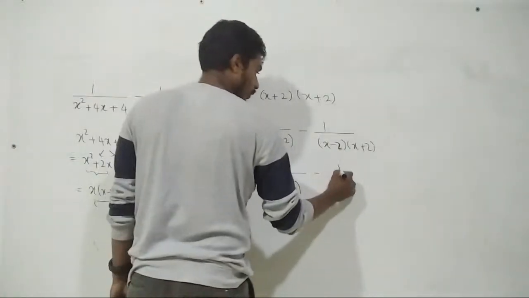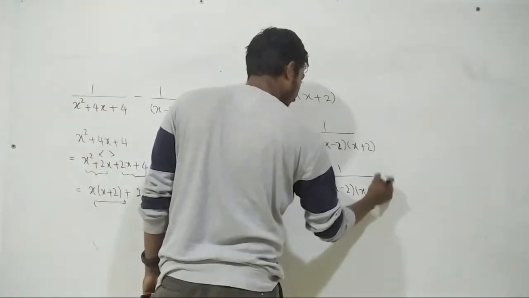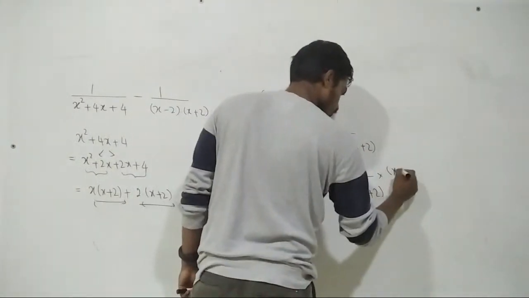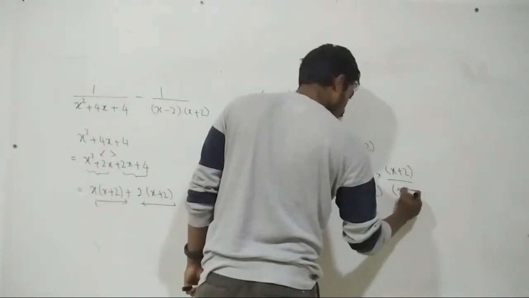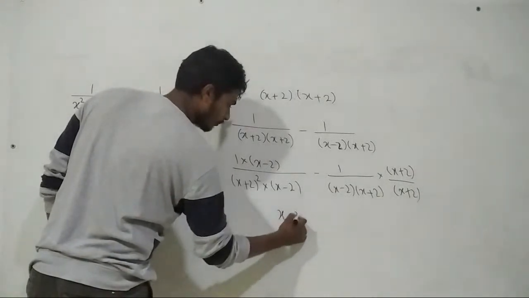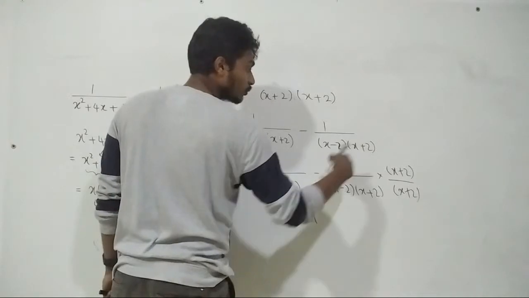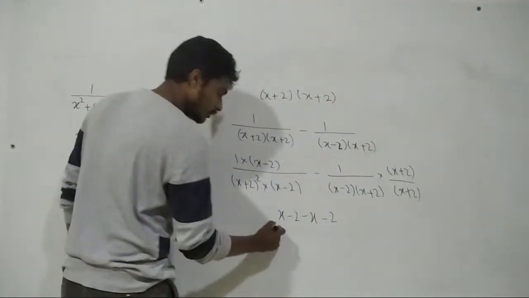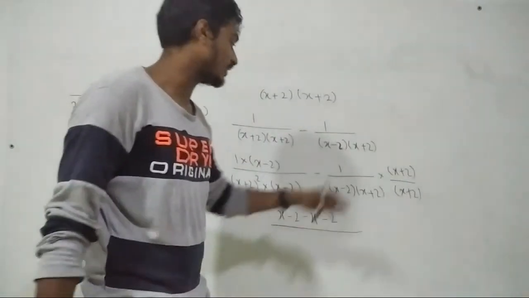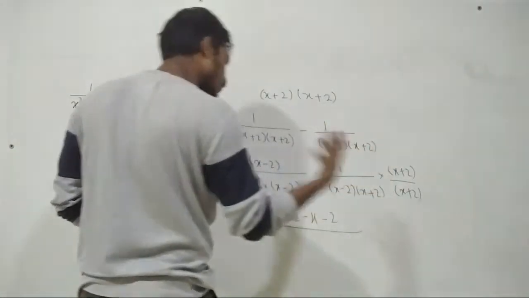Minus 1 over x minus 2 into x plus 2. So let's multiply up and down by x plus 2. Right? So you have 1 into x is going to be x minus 2. 1 into minus x is going to be minus x. Minus 1 into plus 2 is going to be minus 2. Everything divided by, guys, you have x plus 2 into x plus 2, so that's going to be x plus 2 whole thing squared.